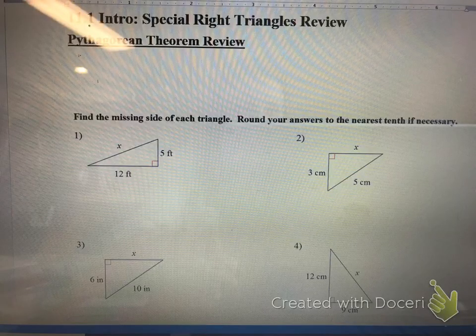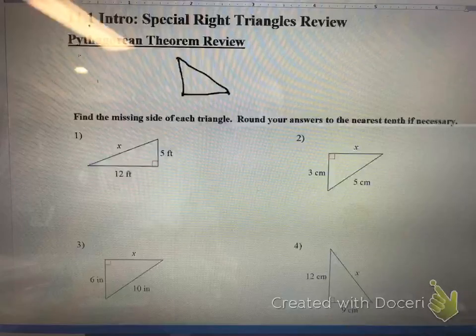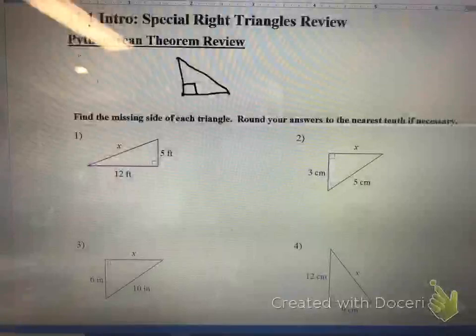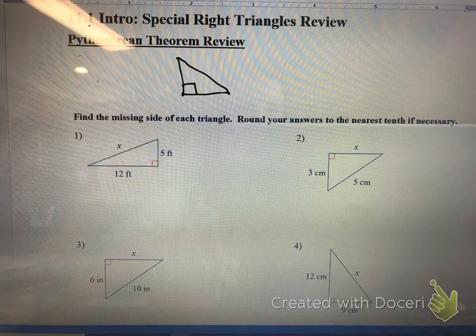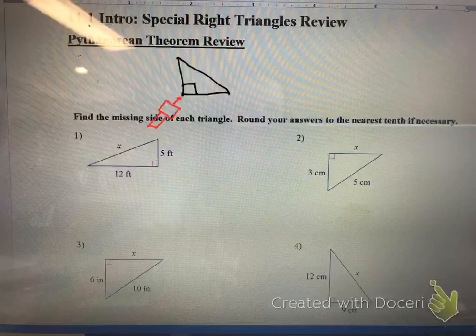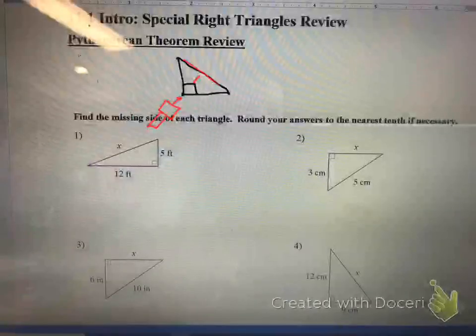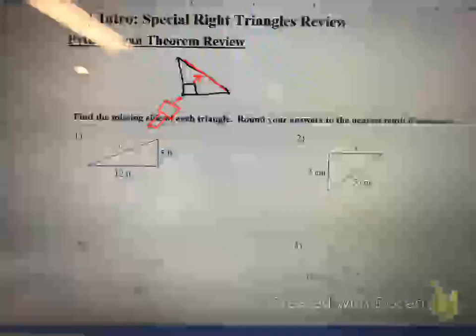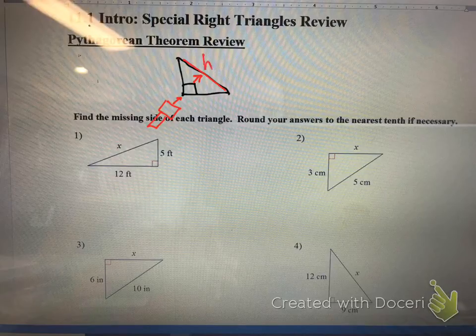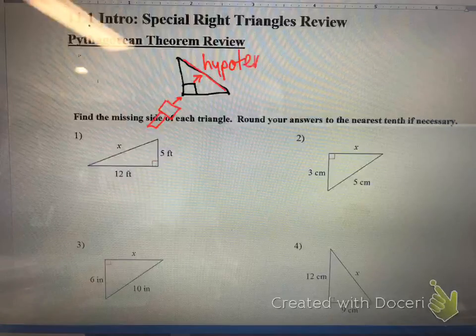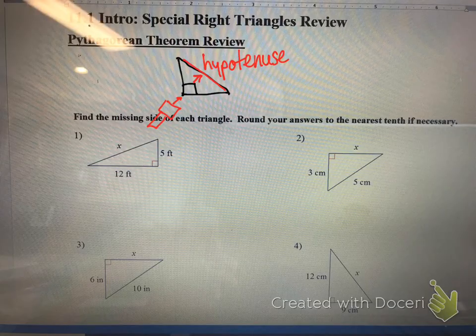First thing, just a quick review of the Pythagorean theorem. Most of you guys already remember this stuff. Remember, it's a right triangle if it has that little box in the center. The side directly across from the right angle, if you were to shine a flashlight right here, it would shine on this side. So that side is opposite the right angle. That is what we call the hypotenuse, and that is always going to be the longest side and always across from the right angle.